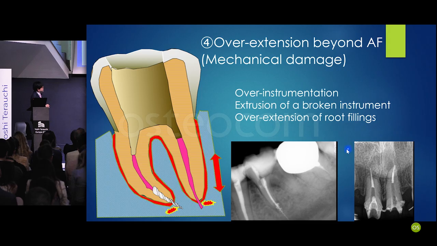All you have to do is just remove the cause of the pain. For example, in this case, I removed the broken instrument. In this case, I removed gutta-percha fillings extruded into the periapical tissue. Then when you remove the cause, the pain will be gone.